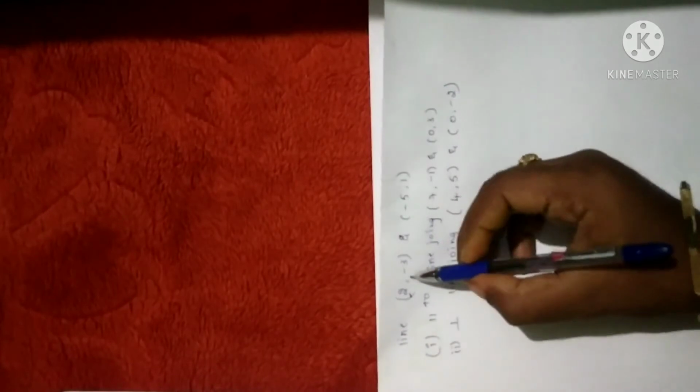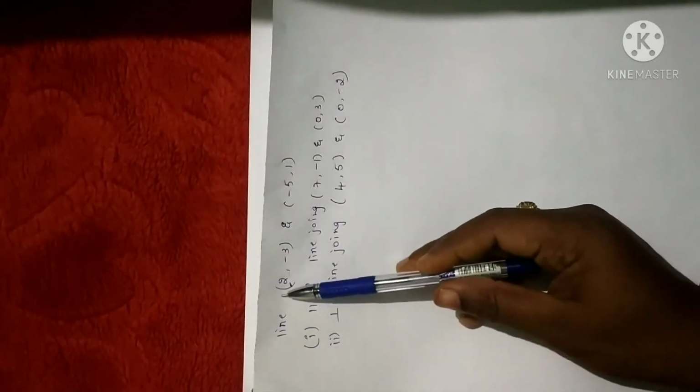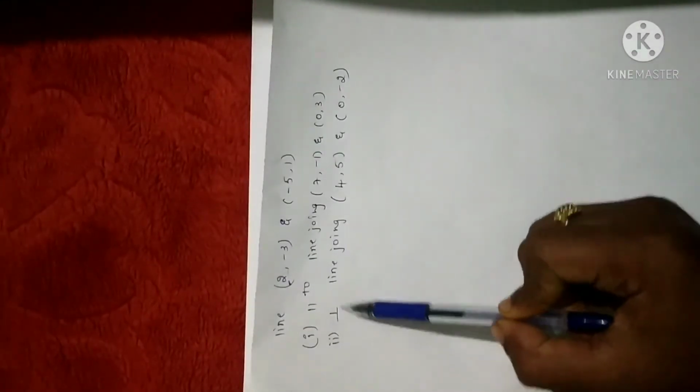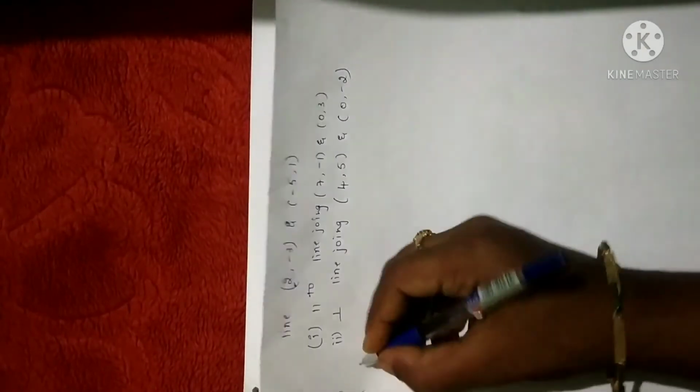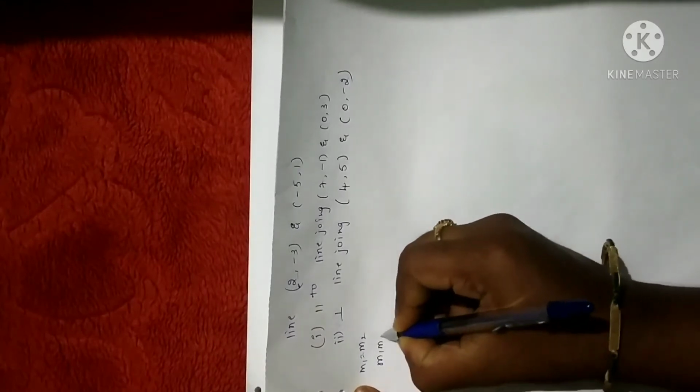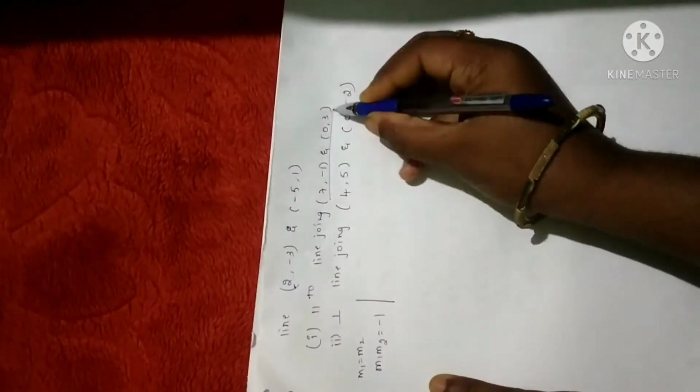Now the question is, the original line is with the coordinate points 2, minus 3 and minus 5, 1. They asked us to prove this line is parallel to the line joining these 2 points and perpendicular to the line joining these 2 points. As I already said, the parallel condition is that the slopes should be equal. The perpendicular condition is m1 into m2 is equal to minus 1. First question, let me solve. Parallel to the line joining these 2 points.